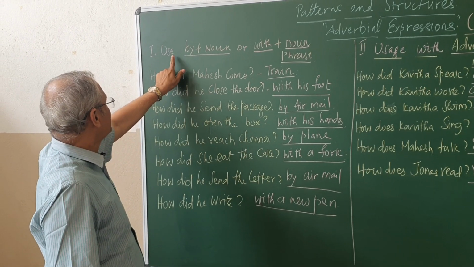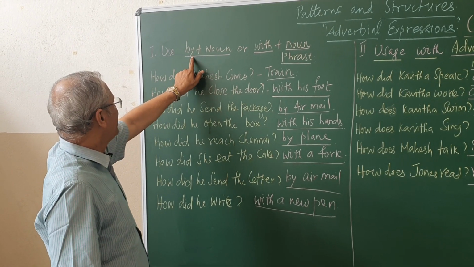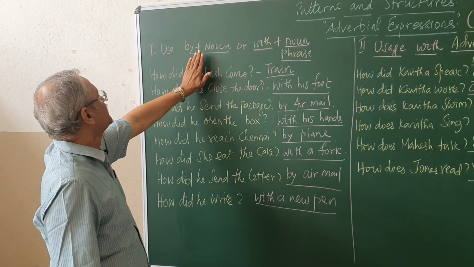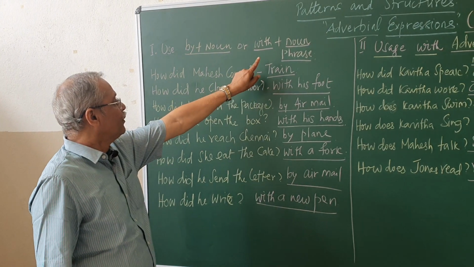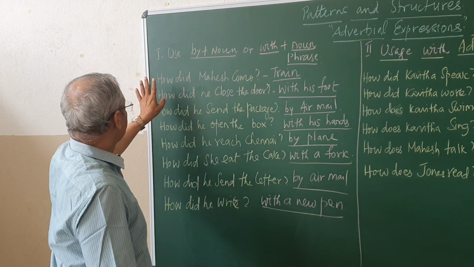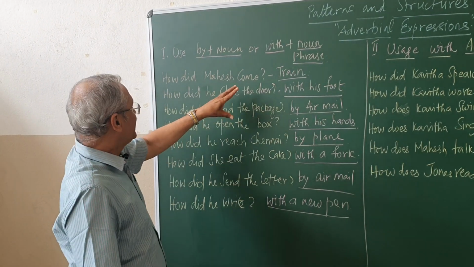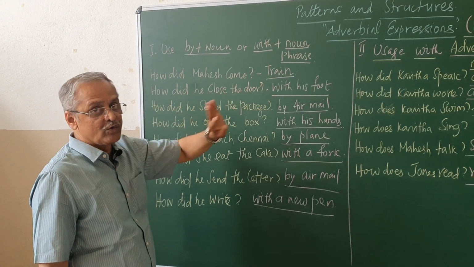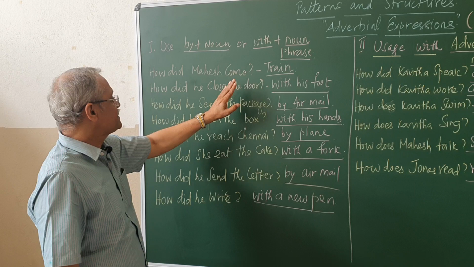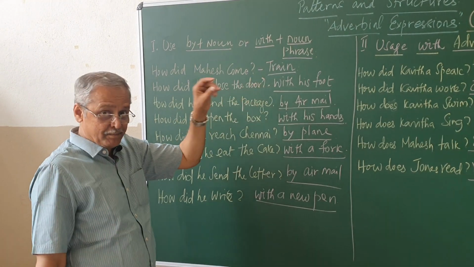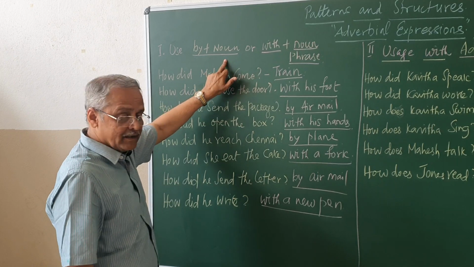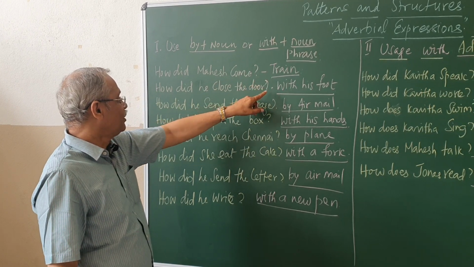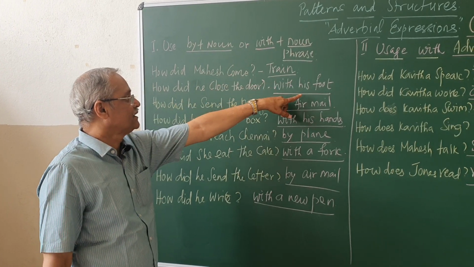The first usage: we use "how" with by plus noun or with plus noun phrase. For example, when a question is asked, our answer can be by plus noun or with plus noun phrase. See here: How did Mahesh come? Mahesh came by train, by plus noun. How did he close the door? He closed the door with his foot, with plus noun phrase.